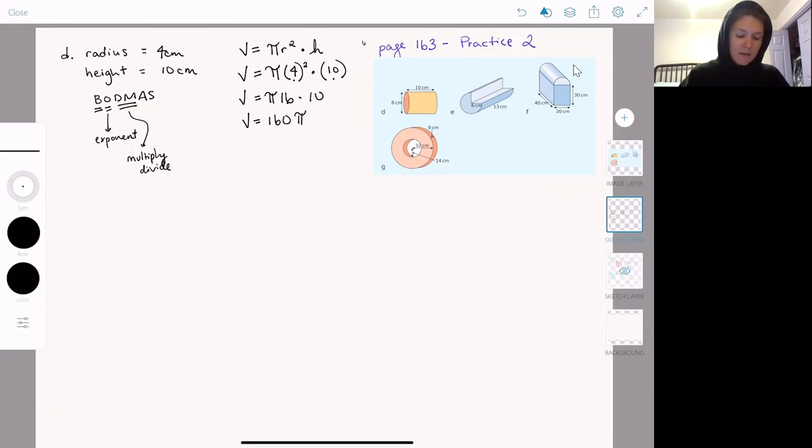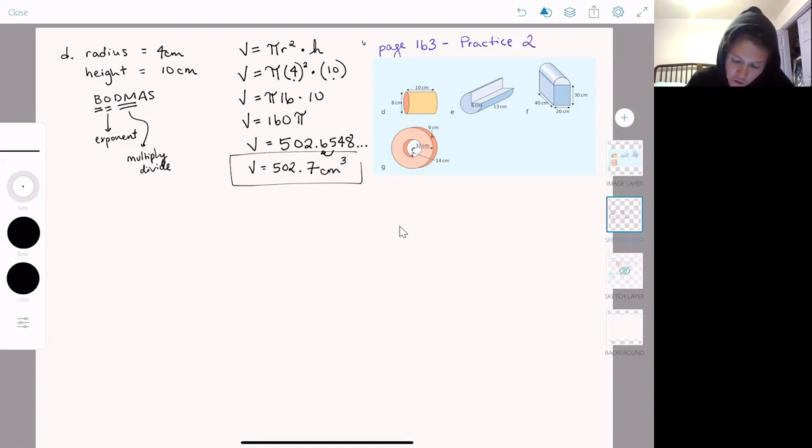And 160 times pi is 502.6548, it keeps on going. But let's go ahead. I'm going to take a quick look, and it asks for answers to the nearest tenth. So what I'm going to do here is round up. So the volume is 502.7 centimeters cubed. Remember that, cubed, okay? And that's your answer for this one.